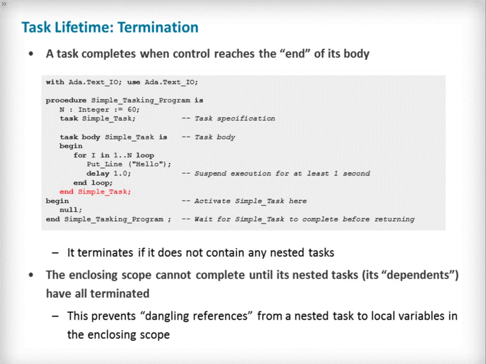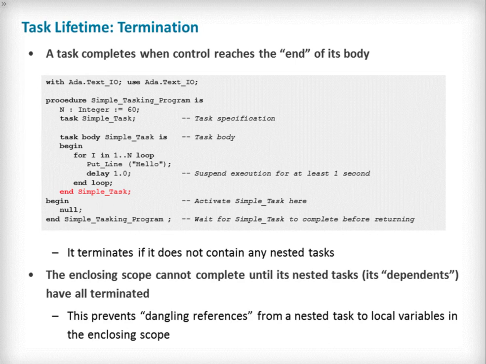Now let us turn our attention to task termination. There is no explicit return or exit from a task. It completes its execution when control reaches the end of its body. If the task does not contain any inner task declarations, it is now okay to terminate.